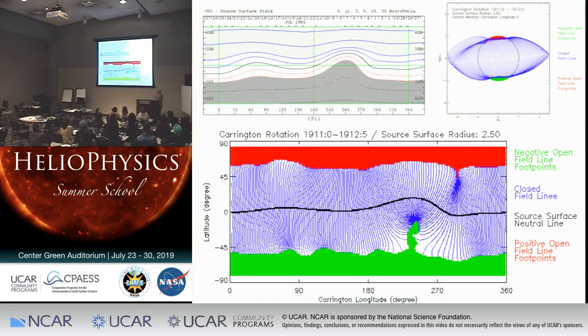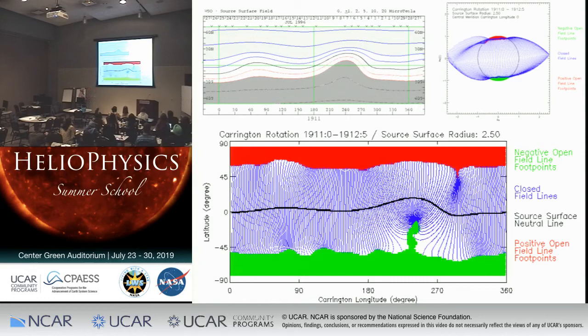Now, this plot is a little confusing because I'm plotting curves at two different levels. The green and the red are being plotted at the surface of the sun, one solar radius. Those are regions where the magnetic field is open, positive actually in this case, and negative up here. And then the blue lines go from that up to the source surface, at 2.5 solar radii in this case. And the black curve is at 2.5 solar radii. That is the place where B is exactly equal to zero in this model. So all the blue lines originate from there and go down. Does everyone have this complicated 3D picture mapped out?